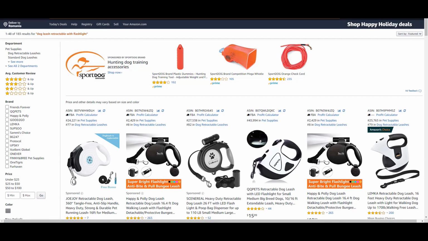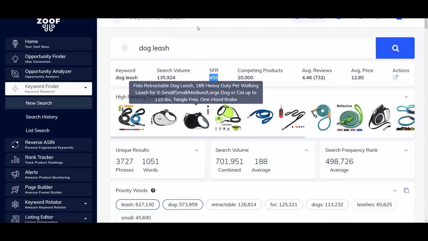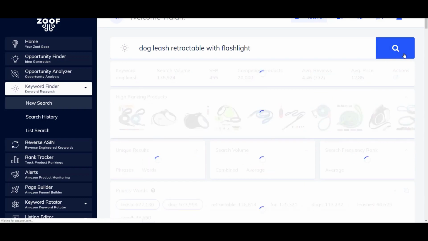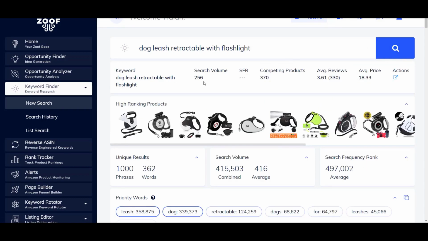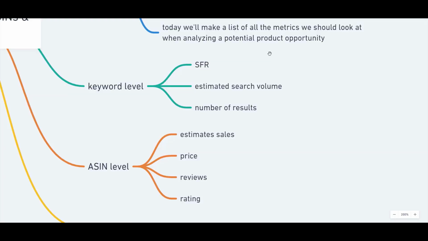At the same time, if I analyze this keyword, we might find that it doesn't have a lot of searches. We can see that the estimated search volume is only 256, and it doesn't have an SFR, a search frequency rank, under 1 million, so we get nothing here. It just means it's beyond the top 1 million keywords. So not a lot of search volume, but at the same time, not a competitive keyword.